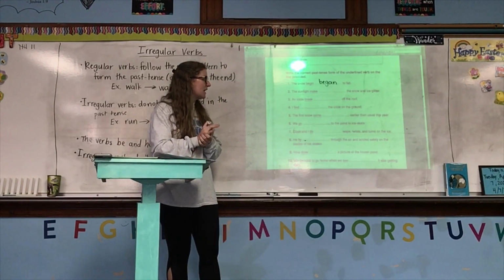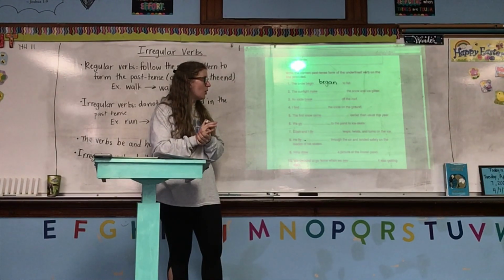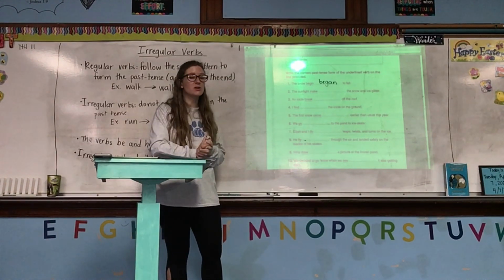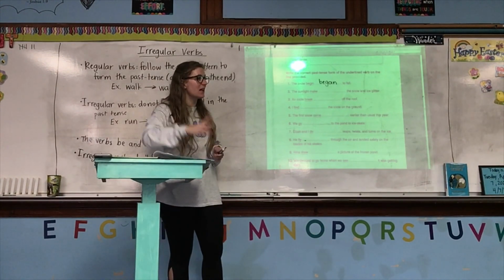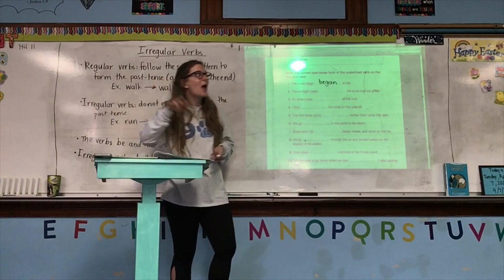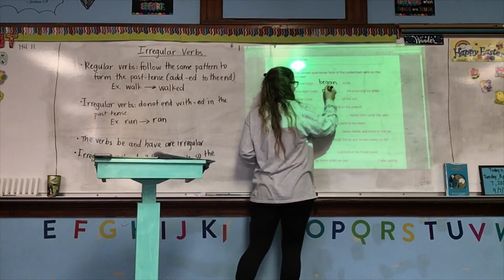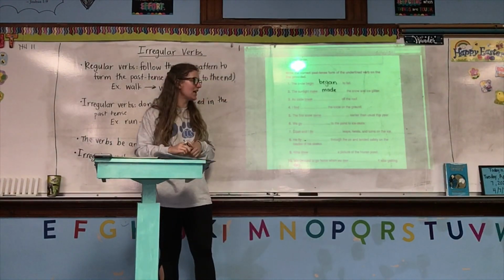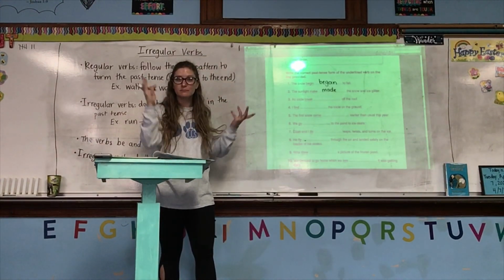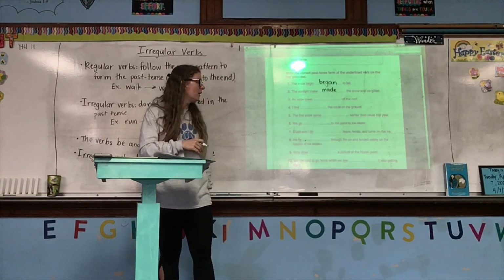Number 2, the sunlight blank the snow and ice glitter. We don't say the sunlight maked the snow and ice glitter. We say the sunlight made the snow and ice glitter. We change that K for a D. I don't know why. It's just what we do.